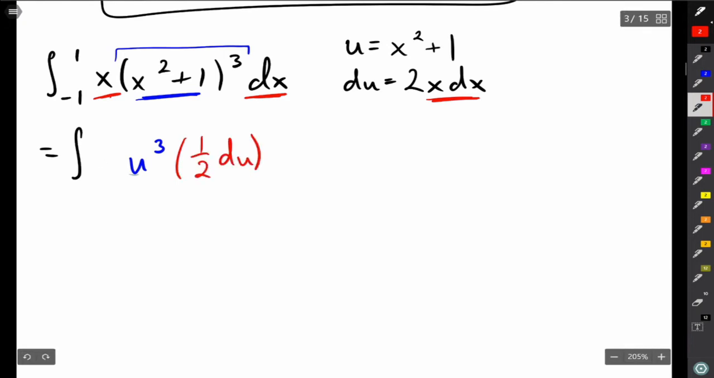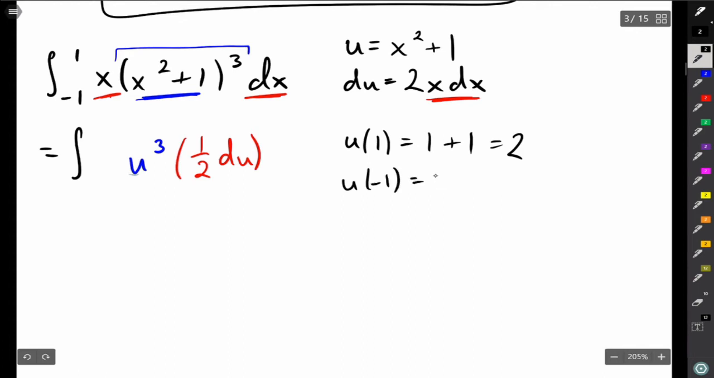And now, what do we do with the bounds? Remember, according to our rule, we just plug in these old bounds into this function here. So u of 1 will be 1 plus 1, which is 2. And u of -1 will also be 1 plus 1, which is 2. So this turns into an integral from 2 to 2. So actually, this is a really poor choice of example, because we don't have to do any more work here. This just has to be 0, because we're integrating from 2 to 2.